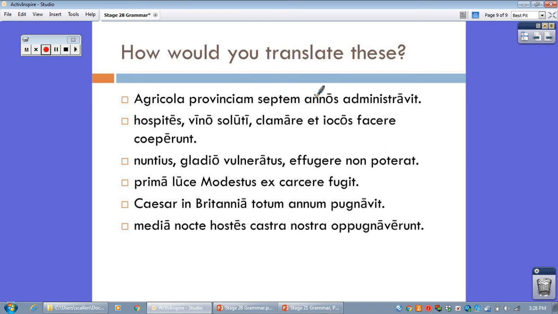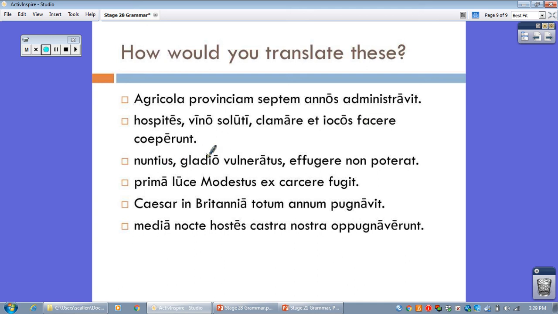Looking at the second sentence, hospites vino soluti clamare et iocos facere coeperunt. Well, I see here a participle with soluti, and vino looks like an ablative word, a, o, e, is, is, ibus. There's no preposition in front, but I know that hospites means guests. Soluti is a brand new stage 28 vocab word that means loosened. So I'm going to say the guests, loosened by the wine, ablative of means, began to shout and make jokes.